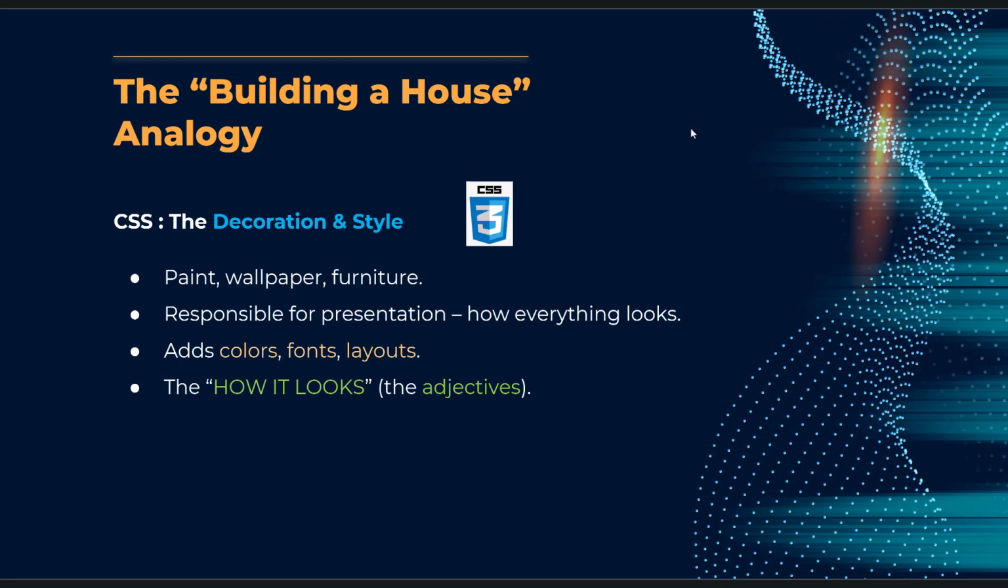CSS, cascading style sheets, is like the paint, wallpaper, and furniture. It's responsible for the presentation, how everything looks. It styles the HTML, adding colors, fonts, layouts, and making the page visually appealing. It's the adjectives, the how it looks.